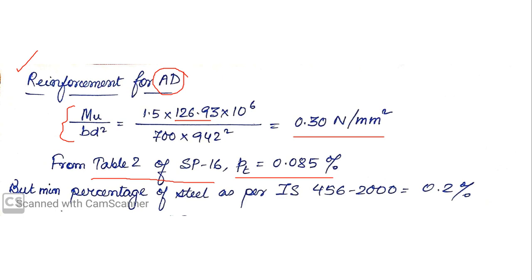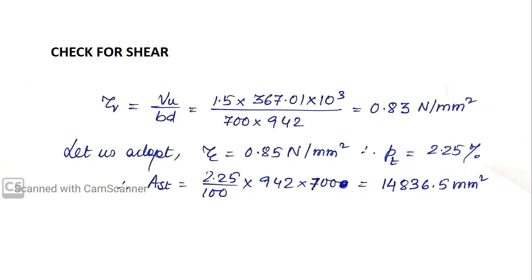But let me tell you that the minimum percentage of steel as per IS 456-2000 is 0.2%. So from the point of view of bending moment, the percentage of steel required in my pile cap is 0.2%. Next, let us see how much percentage of steel is required from the shear point of view.